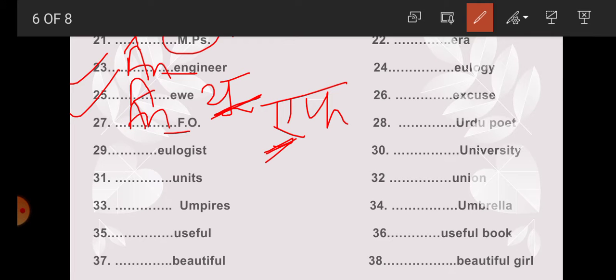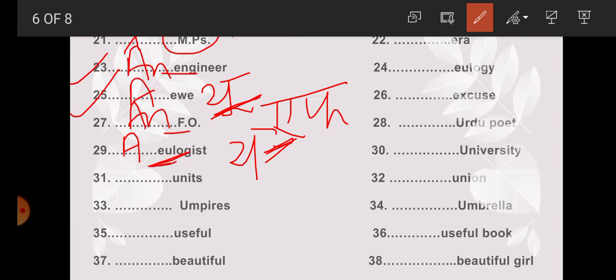Now next one, dash eulogist. Eulogist. What is the sound here, student? It starts with E, that is a vowel, but the sound here is "ya". So here it is a consonant sound, that's why the answer will be A.